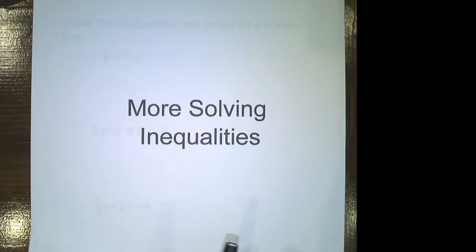So we're going to start out with a little bit of a review about what we did yesterday. Solve the inequality and graph on a number line. I want you to solve this first one for x. Pause the video and come back when you are done.